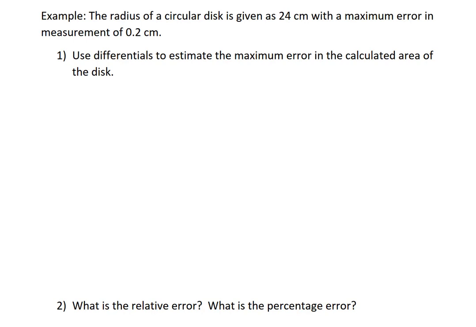This one says the radius of a circular disk is given as 24 centimeters with a maximum error in measurement of 0.2 centimeters. We want to do a couple things. The first is use differentials to estimate the maximum error in the calculated area of the disk. Okay, so let's get a couple things going here. First of all, let's recall that if this is a circular disk, the area of a circle is pi r squared, where r is the radius.